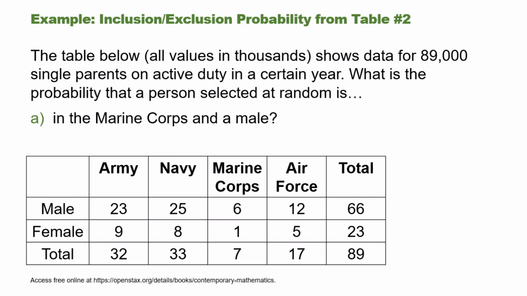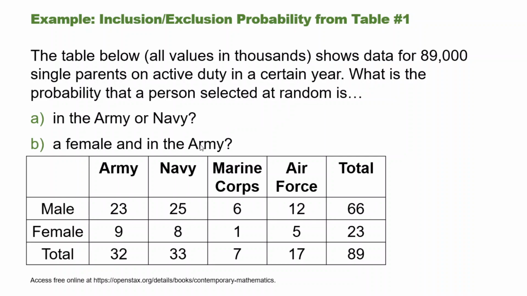Example, inclusion-exclusion probability from table number 1. The table below, all values in thousands, shows data for 89,000 single parents on active duty in a certain year. What is the probability that a person selected at random is A, in the Army or Navy, B, a female and in the Army?